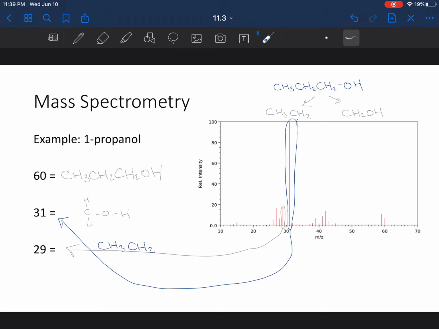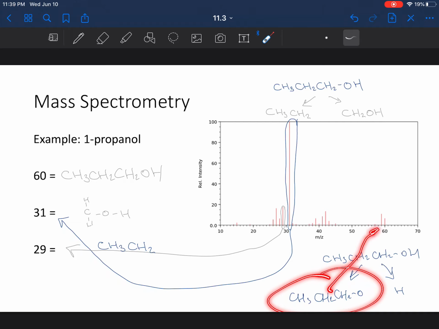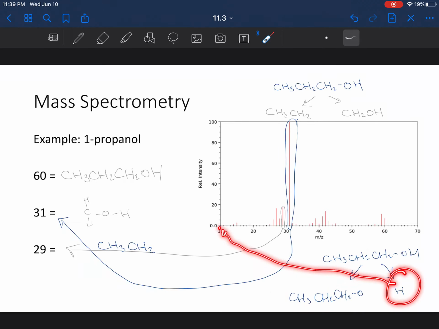Let's talk about this guy, 59. Where's this 59 coming from? Okay? Well, 59 maybe is this fragment. Okay, remember this is 60, right? Maybe it broke off to be H and CH3CH2CH2O. Huh. This is worth 59. This is worth 1. Of course, there should be a very small peak here. Maybe you just can't see.